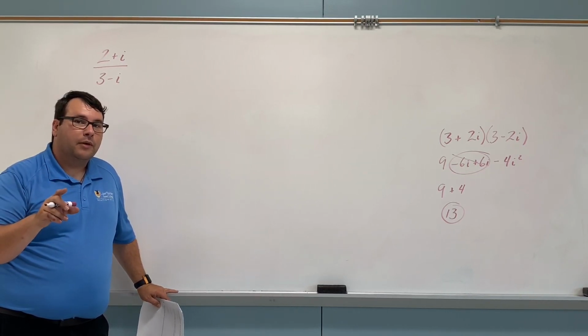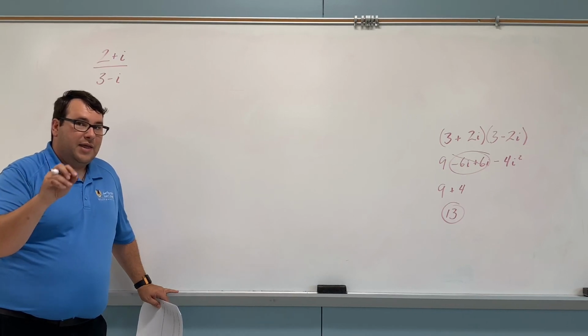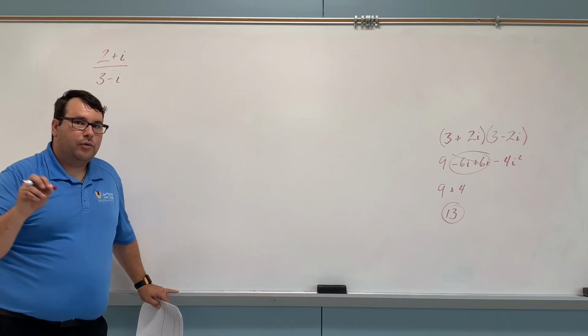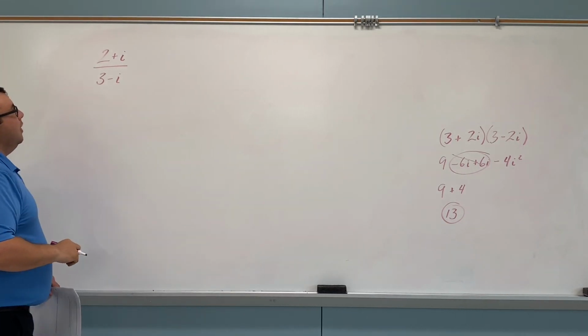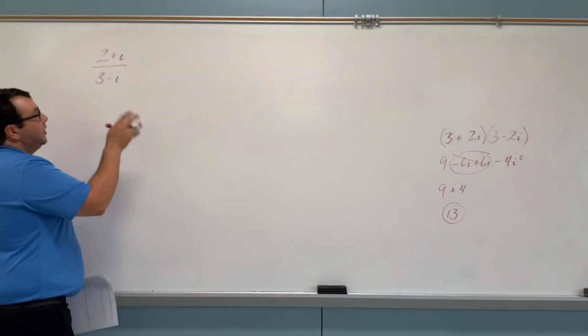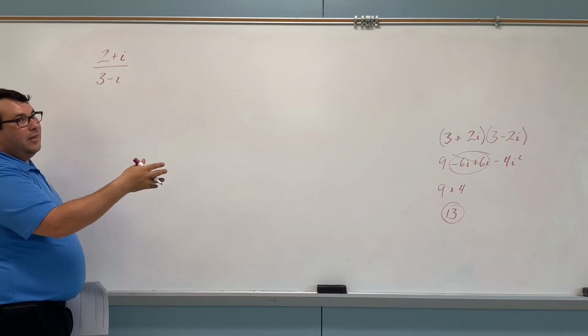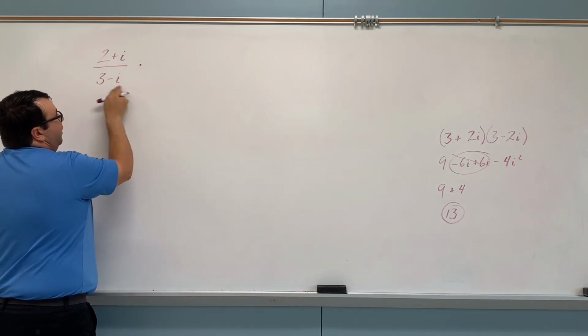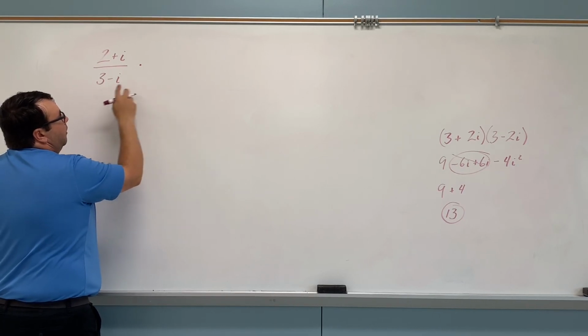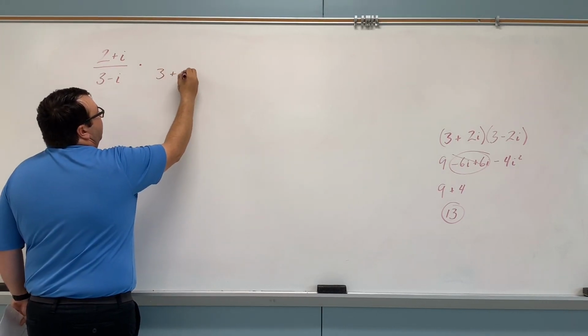But remember, i is a radical. It's the square root of negative 1. So what we have to do in this instance is go through and rationalize our denominator to get rid of that radical out of the denominator. To do that, remember, you're dealing with a binomial here. You have to multiply by the conjugate.